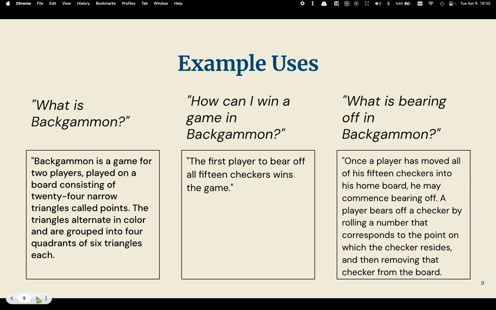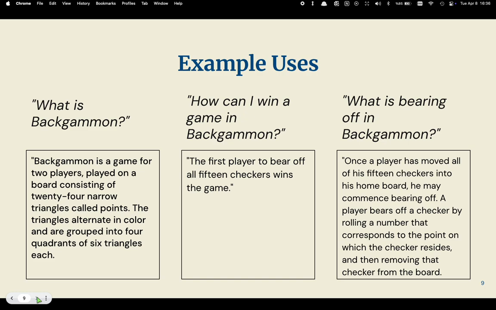And here are some example uses. These are some questions I asked and the answers I got in response. When I asked what is backgammon, I got: backgammon is a game for two players played on a board consisting of 24 narrow triangles called points, and so on. Another question I asked was how can I win a game in backgammon? The answer to this was pretty concise. It said the first player to bear off all 15 checkers wins the game.